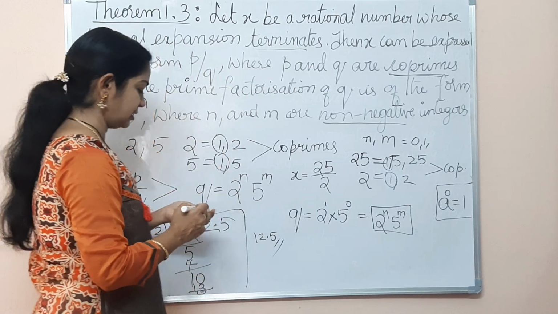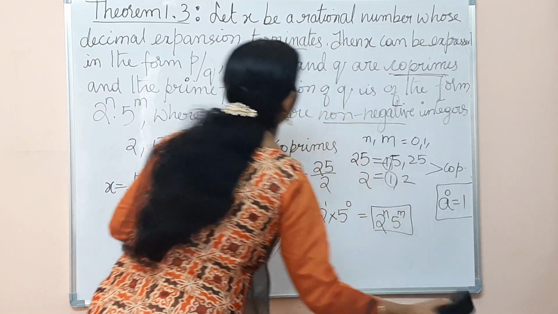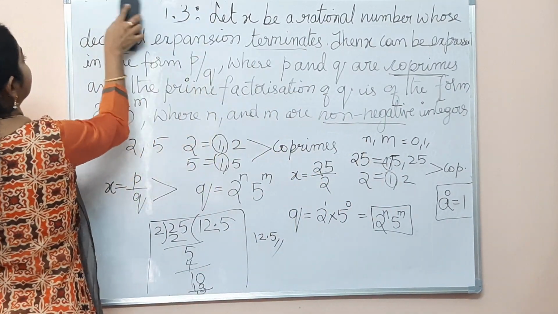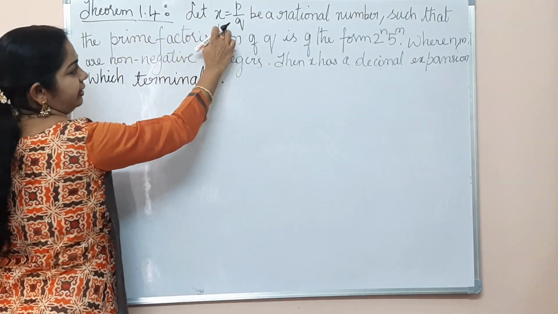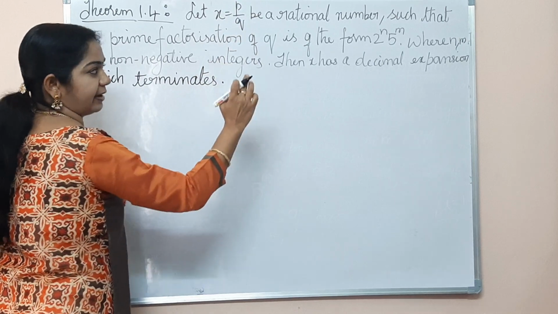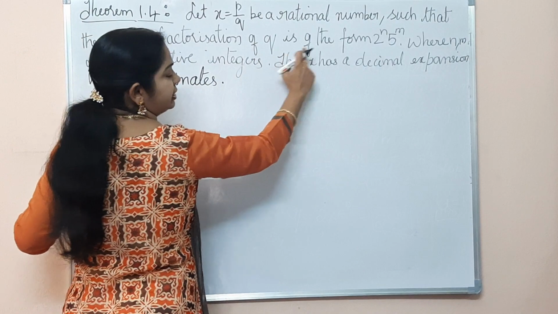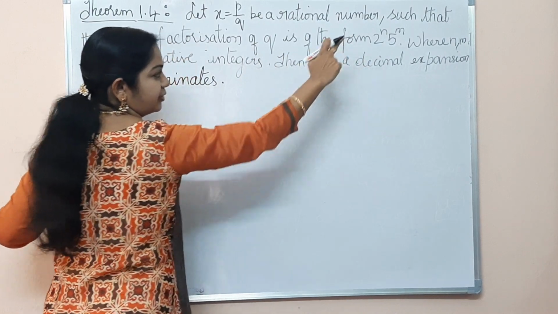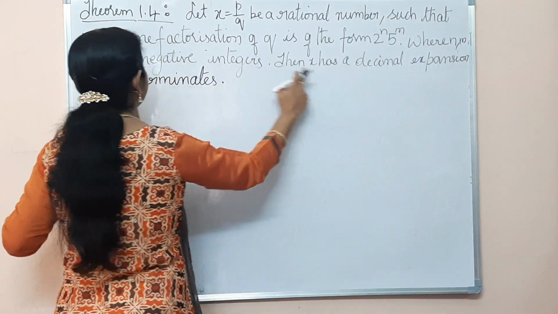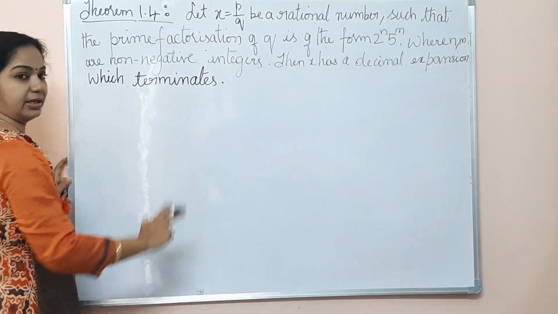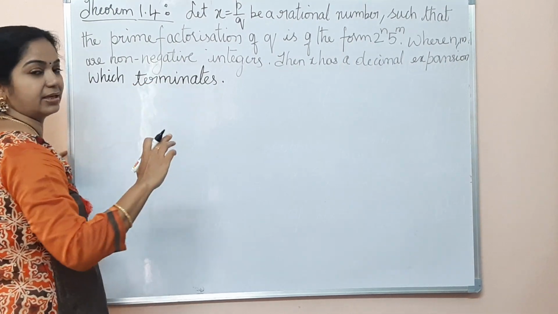Hope you understood this. Let's see the next theorem, theorem 1.4. Let x equal p by q be a rational number such that the prime factorization of q is of the form 2 to the power of n, 5 to the power of m, where n and m are non-negative integers. Then x has a decimal expansion which terminates. Quite similar to 1.3, but there it is written as co-primes.